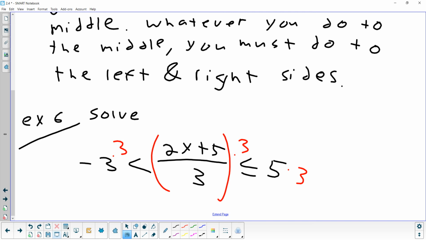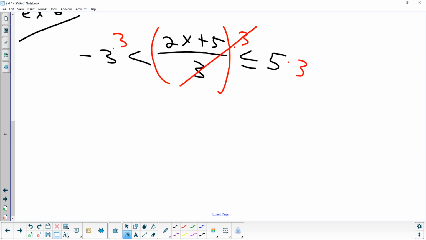Now, did I just multiply by a negative? No. So we're okay. If we multiplied by a negative, we'd be flipping the signs right now. But we didn't. So multiplying in the middle by 3 cancels that out. Now we have negative 9 is less than 2x plus 5, which is less than or equal to 15.